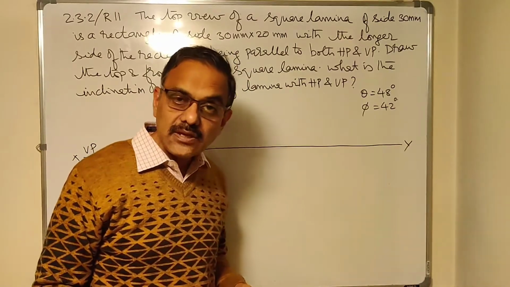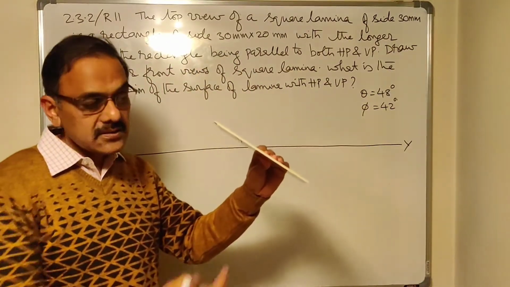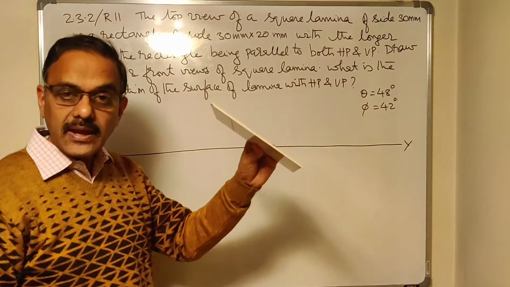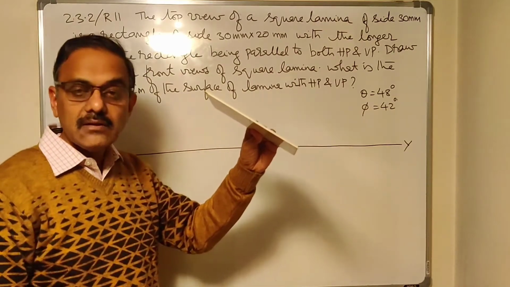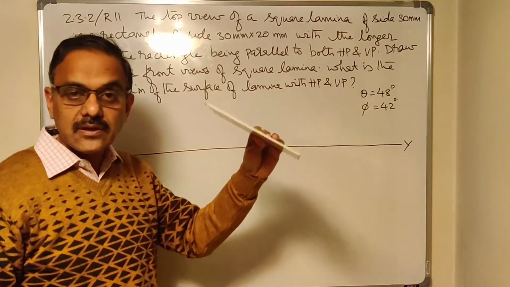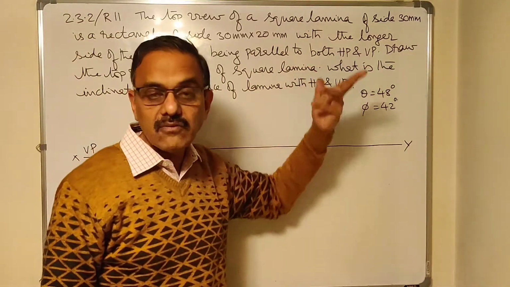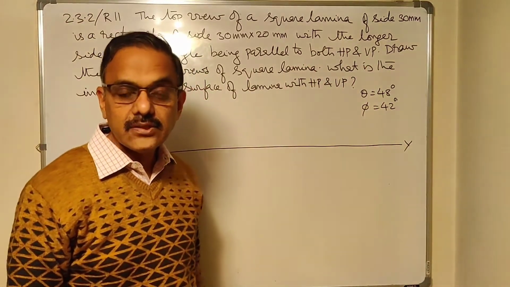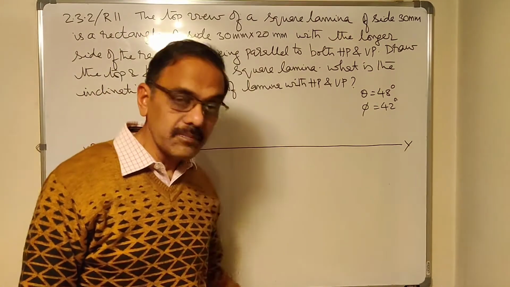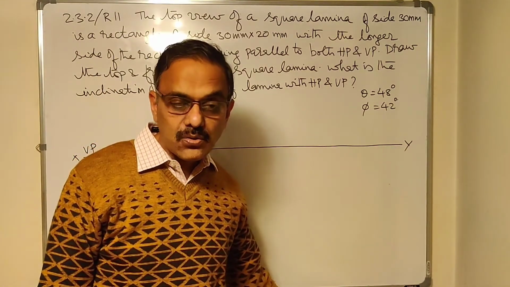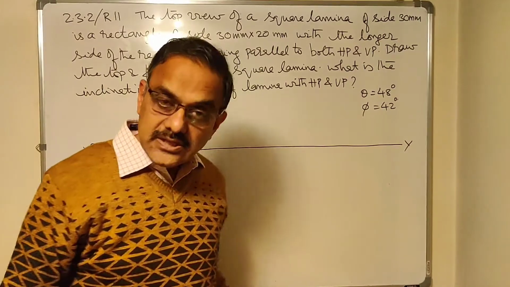Then where is HPC? HPC is this only. Surface is inclined to HP at some angle so that the top view is a rectangle. That is HPC. VPC, of course, it is there. The longest edge is parallel to VP is the VPC. The 30 mm edge is parallel to VP is the VPC. So it is SP1.